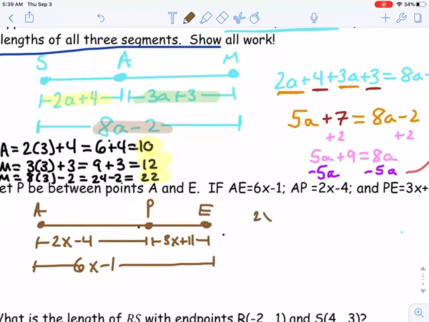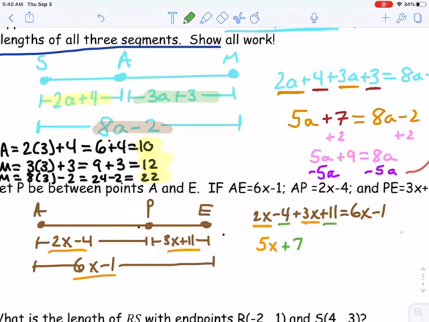We have 2x minus 4 plus 3x plus 11 equals 6x minus 1. So all I did was I said this left part plus this right part equals the whole thing. And that's how I got that. And then I just got to combine like terms on this left-hand side. 2x plus 3x is 5x, negative 4 plus 11 is plus 7.